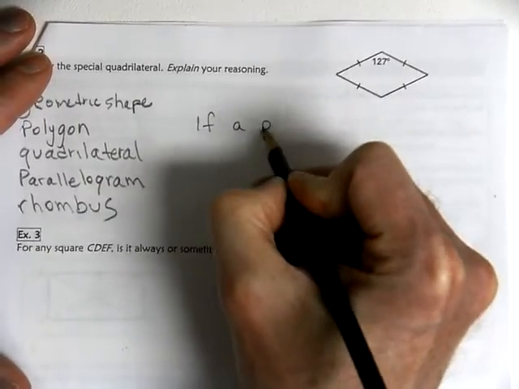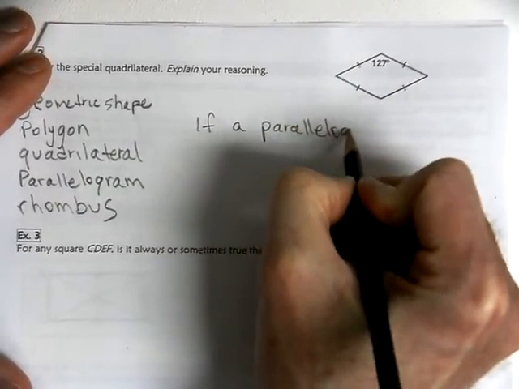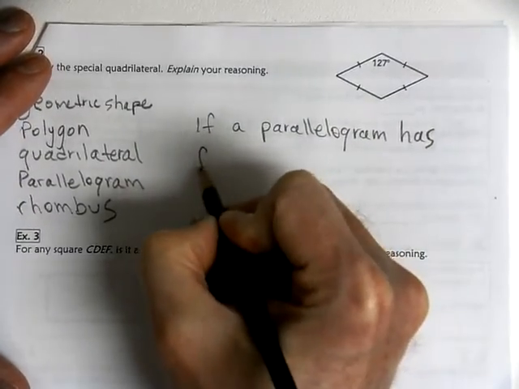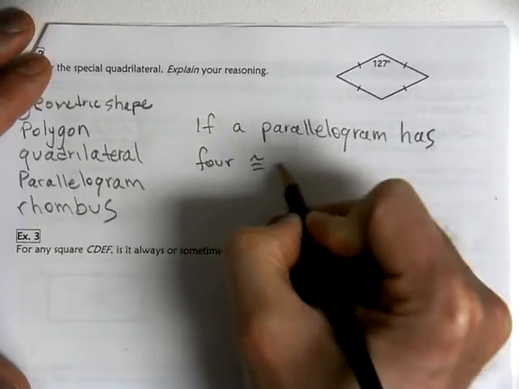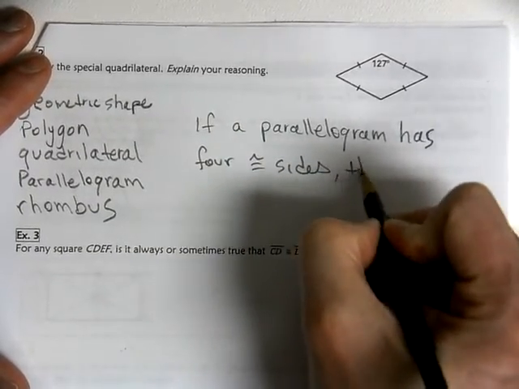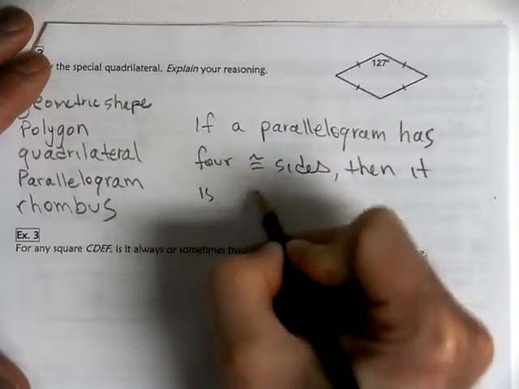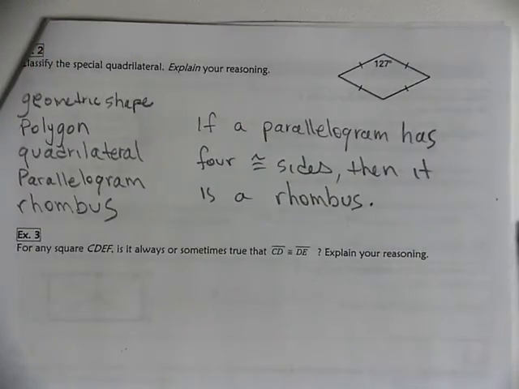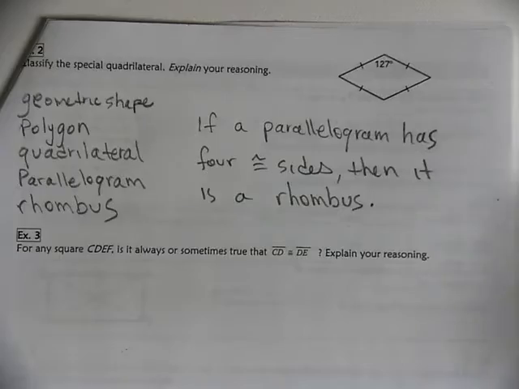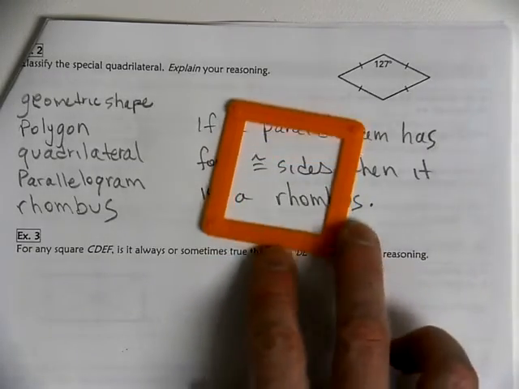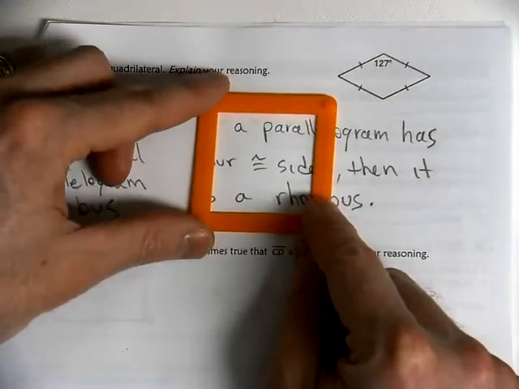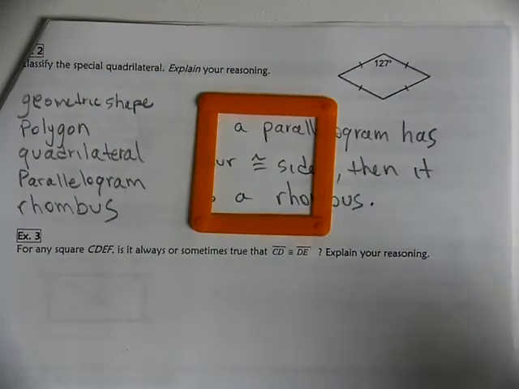If a parallelogram has four congruent sides, then it is a rhombus. Now, some of you might say, well, that's not true, Mr. Weber. It might be a square. You could have four equal sides with four equal angles. Well, true, but a square is a type of rhombus.